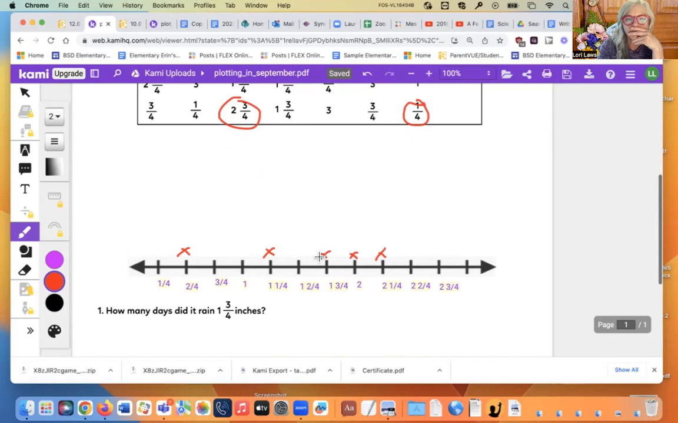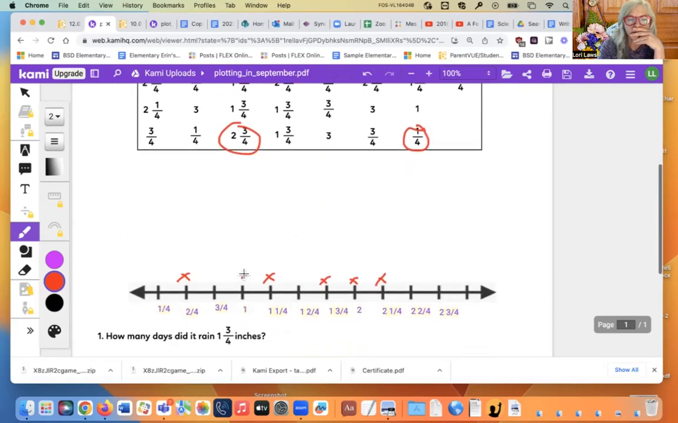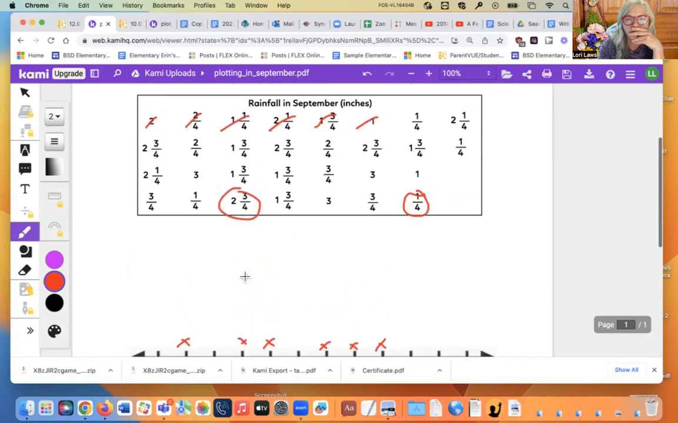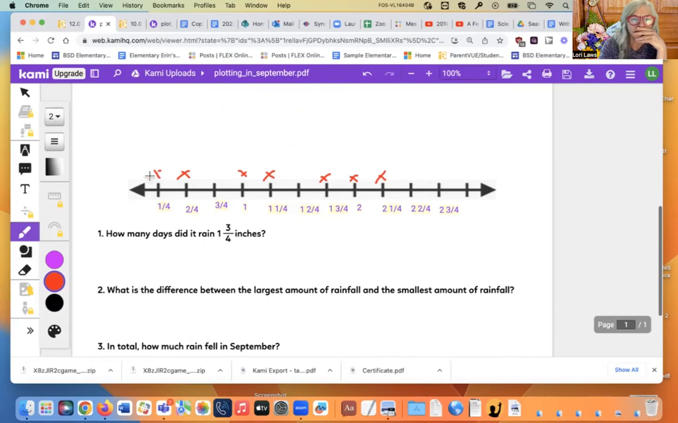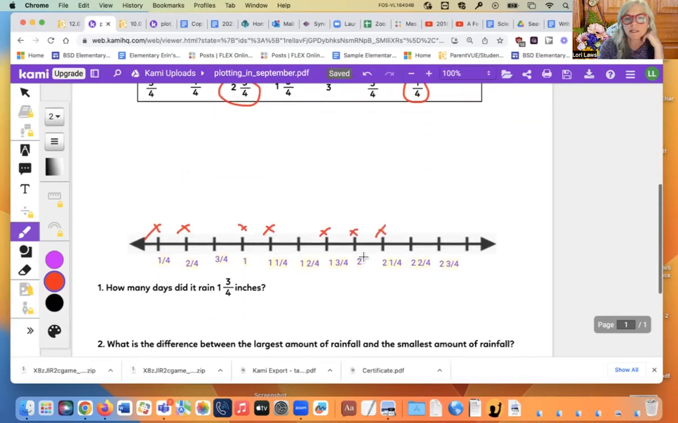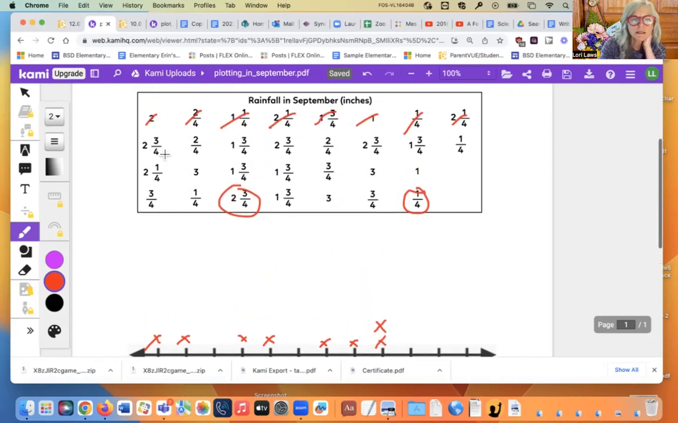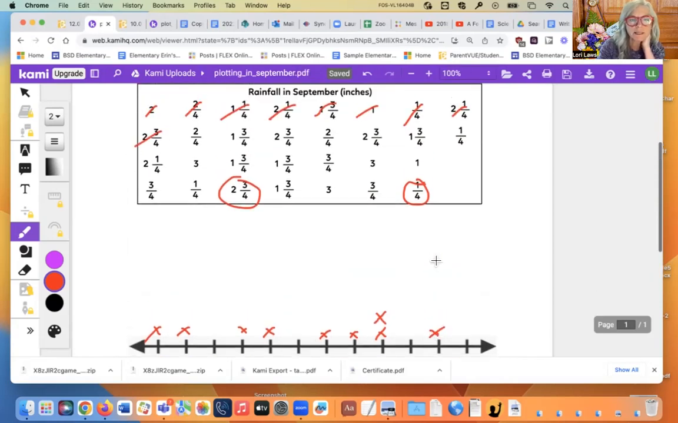Right there. 1. 1/4. Wow, they're very spread out right now. And 2 1/4. I'm a third of the way done. Oh, I got 2 of those. Nice. 2 3/4. I know this is boring to watch me do, but you guys can also be opening this up and doing it.